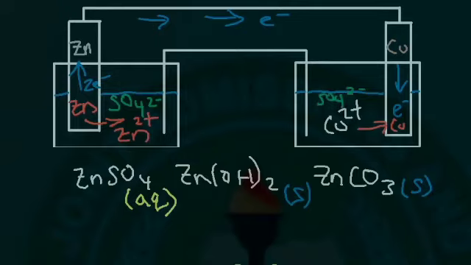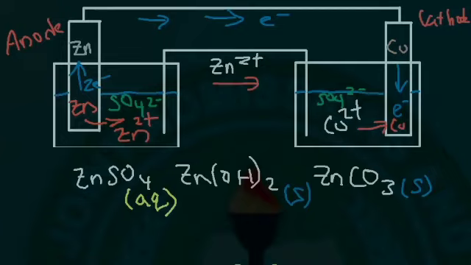Now, the purpose of the salt bridge is to maintain charge balance. As the electrons flow from the anode to the cathode, ions are going to travel through the salt bridge. Now, it turns out that the zinc 2 plus cations are going to move towards the cathode. Cations always travel towards the cathode. Cations are positively charged ions. The anions, like the sulfate ions, are negatively charged ions. And the anions travel towards the anode, so they move to the left.